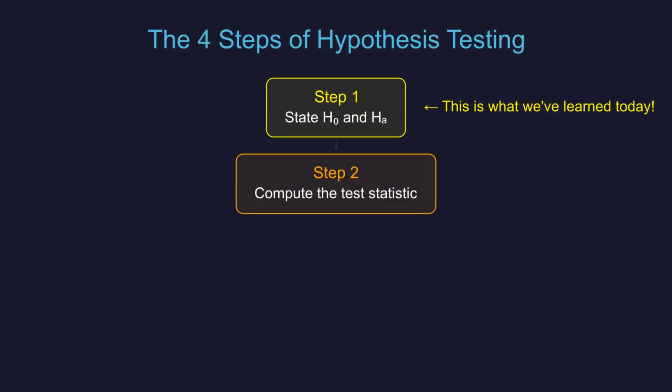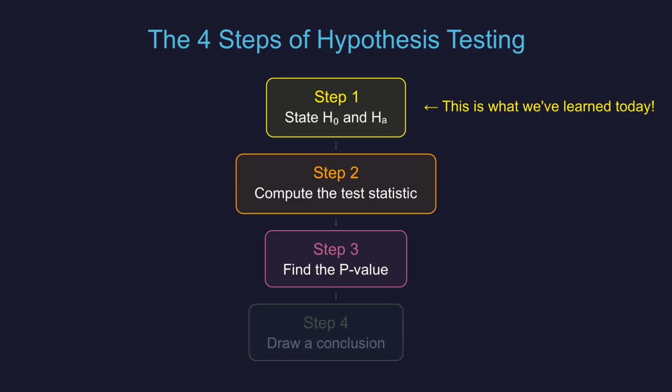Step 2, compute the test statistic from your data. Step 3, find the p-value, which measures how likely your results are under the null hypothesis. Step 4, draw a conclusion. Reject or retain the null hypothesis based on the evidence. We'll cover steps 2 through 4 in the next concepts.